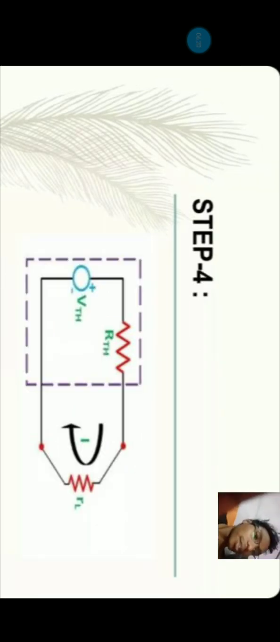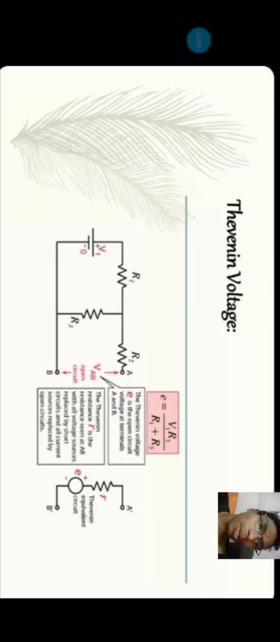Okay, now we will see step 4. From VThevenin we will find the current across the load, and RThevenin is here and this is the load. As we discussed, according to the Thevenin statement, RThevenin must be connected in series with the load resistance, with a single voltage source. Applying it here. Okay, now we will discuss the Thevenin voltage.